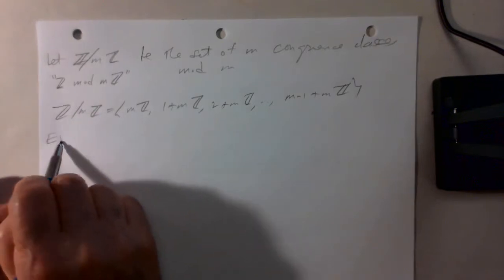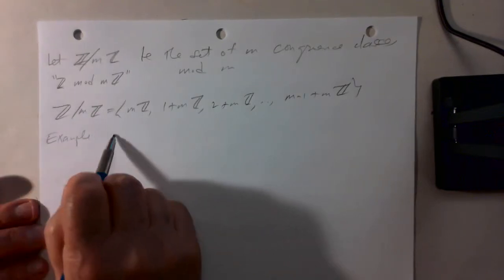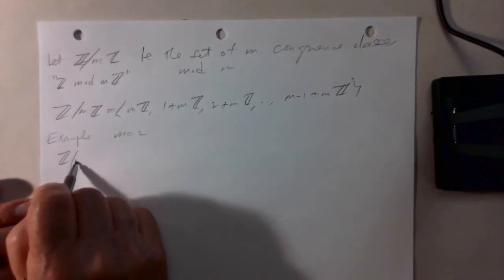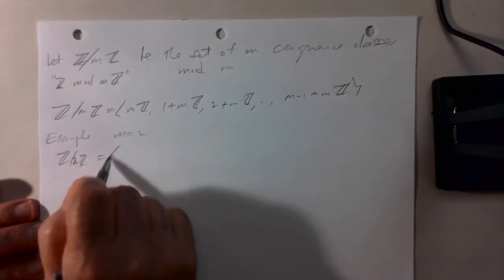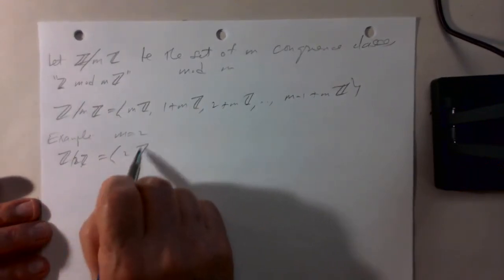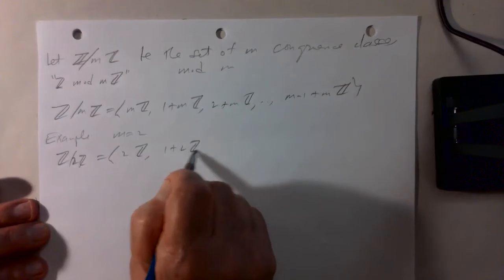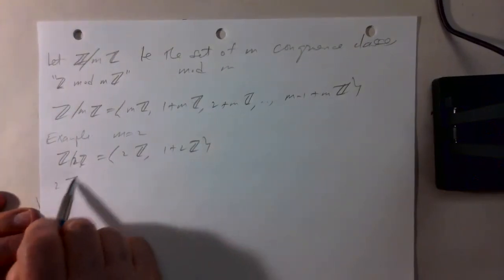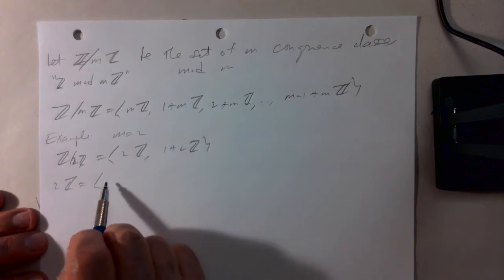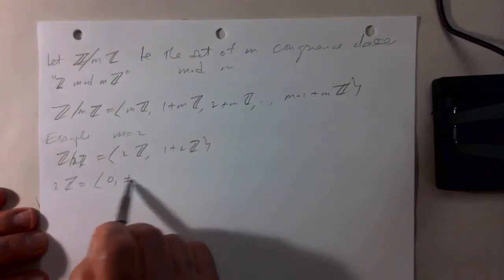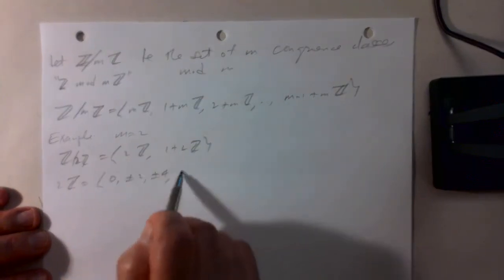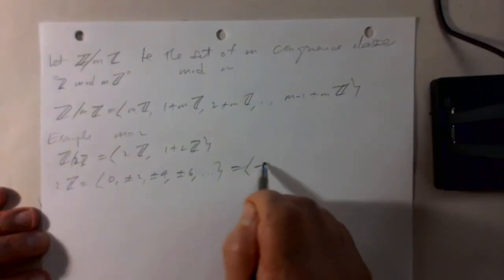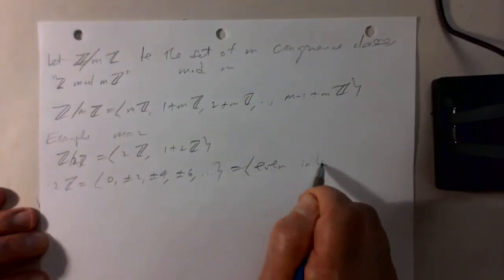So for example, suppose m is 2. So Z mod 2Z consists of 2 sets, 2Z and 1 plus 2Z. What are these sets? 2Z are the multiples of 2. This is the set of all even integers.